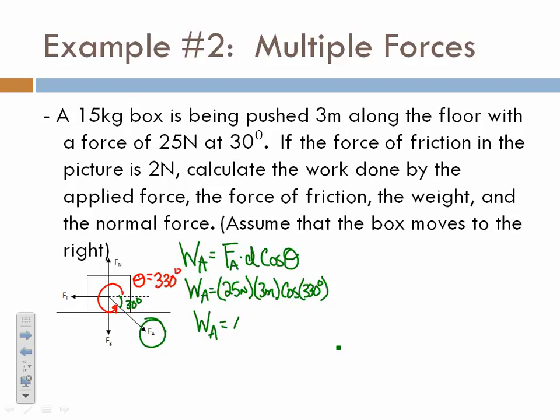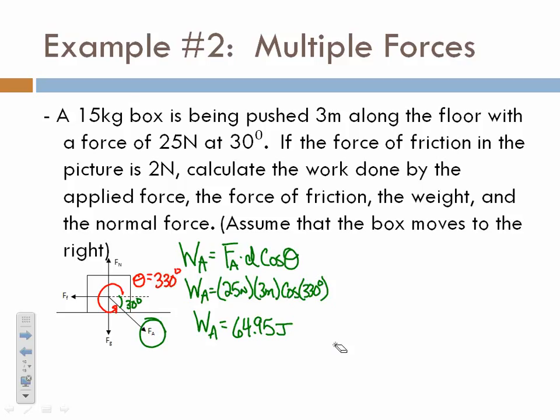And we find here that the work that's been done by force A is 64.95 joules. So in this case, I'm not going to use kilojoules because 64 is a small enough number. If we were up in the thousands or tens of thousands of joules, then I'd switch off to kilojoules and keep a couple decimal places. All right. So this is the work that's just done by force A. This is not all of the work that's being done because other forces are doing work too.